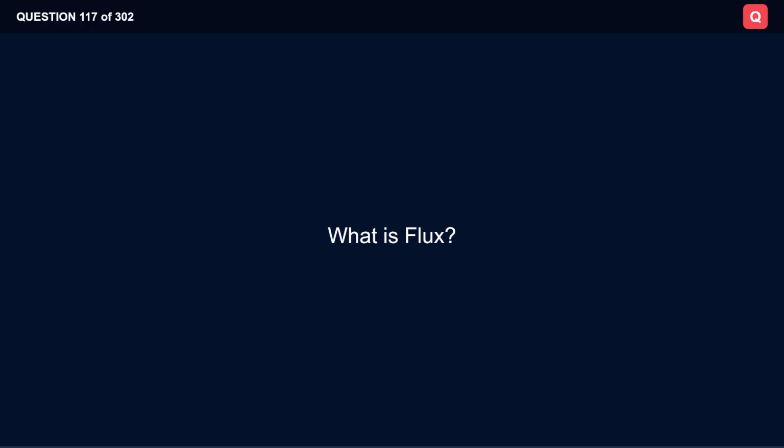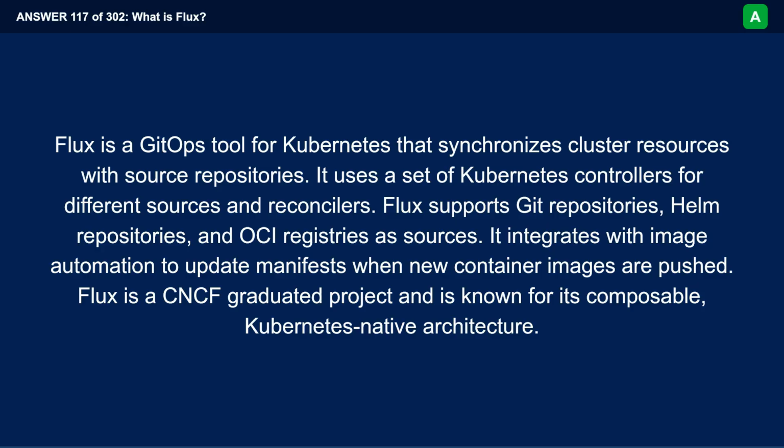What is Flux? Flux is a GitOps tool for Kubernetes that synchronizes cluster resources with source repositories. It uses a set of Kubernetes controllers for different sources and reconcilers. Flux supports Git repositories, Helm repositories, and OCI registries as sources. It integrates with image automation to update manifests when new container images are pushed. Flux is a CNCF graduated project and is known for its composable, Kubernetes-native architecture.